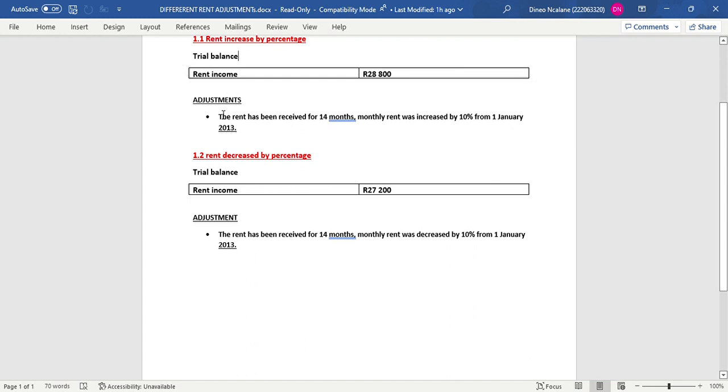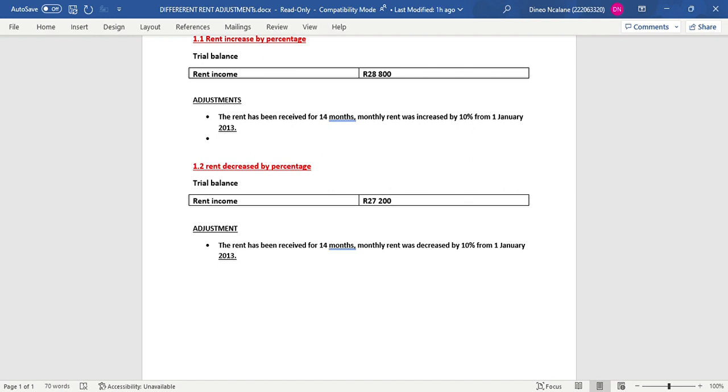The adjustment says the rent has been received for 14 months. Monthly rent was increased by 10% from 1 January. What we need to know here is how many months there are without the increase. Let's count from 1 March, because the end of the financial period is 28 February: March, April, May, June, July, August, September, October, November, December. We will stop at December, because January is 1 January and January is not finished yet. So we have 10 months before the increase of 10%.